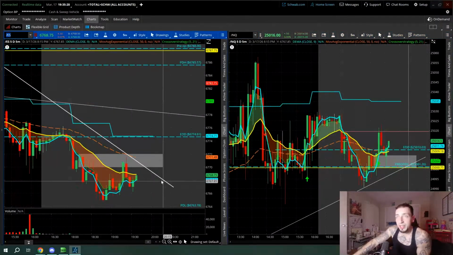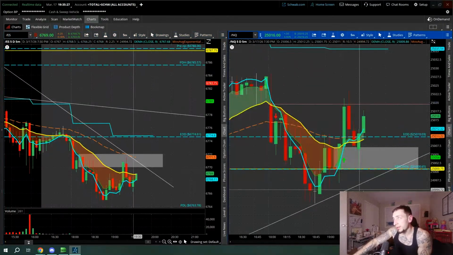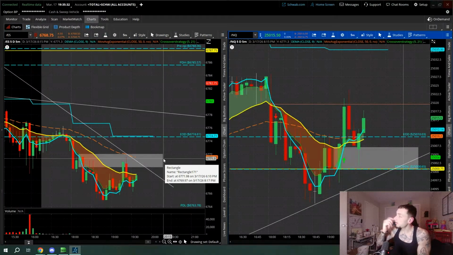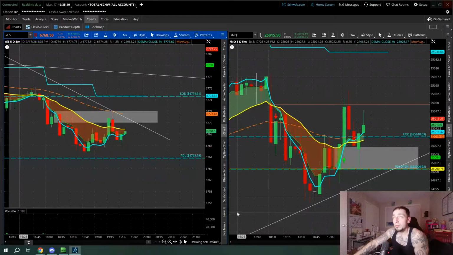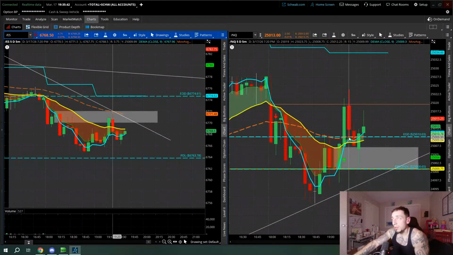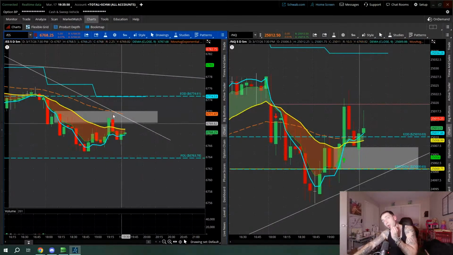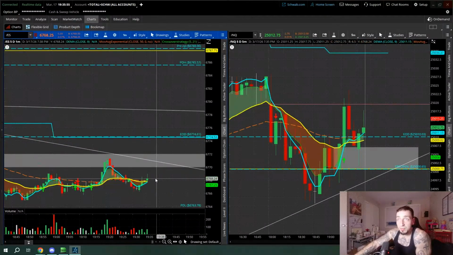NQ with a lot more strength than ES, that's for sure. Popping right up above open print. Still no clear criteria for me. If I was going to do something, it would be potentially off the 50 or the 20 right here on ES. We could get a nice push down right now.